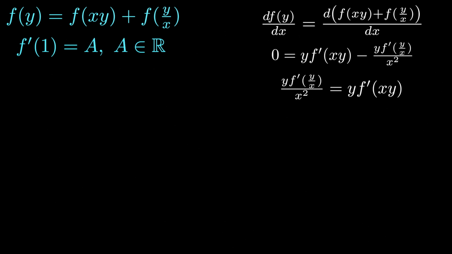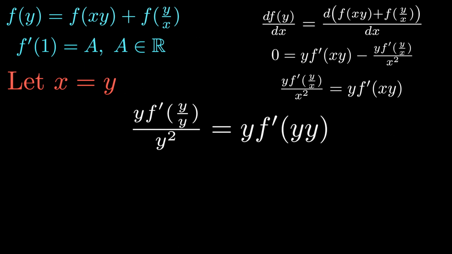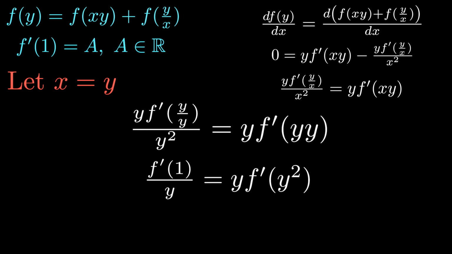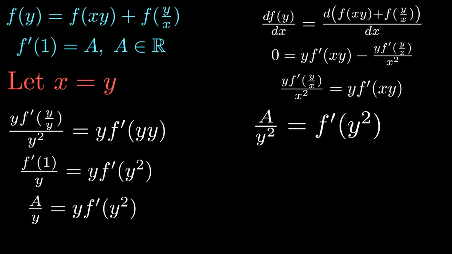At this point we want to let x be equal to y. On the left hand side we have y multiplied by the derivative of f of y divided by y, all divided by y squared, and on the right hand side we have y multiplied by the derivative of f of y times y. Now y times y is equal to y squared, and y divided by y is equal to 1. So simplifying, we have f dash of 1 divided by y is equal to y multiplied by f dash of y squared. Remember, f dash of 1 is equal to a, so this allows us to rewrite the left hand side as a divided by y. And if we divide both sides of our equation by y, we have a divided by y squared is equal to the derivative of f of y squared.